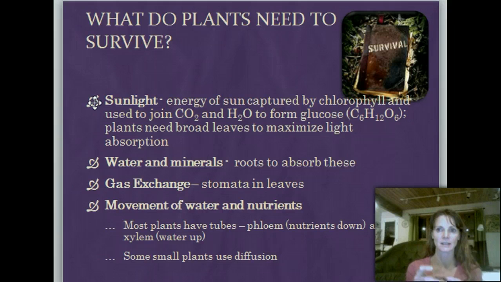So plants need broad leaves to maximize that light absorption. Typically you'll find leaves that are kind of broad, and you'll notice they move a little bit towards the sunlight, in order to maximize that energy.